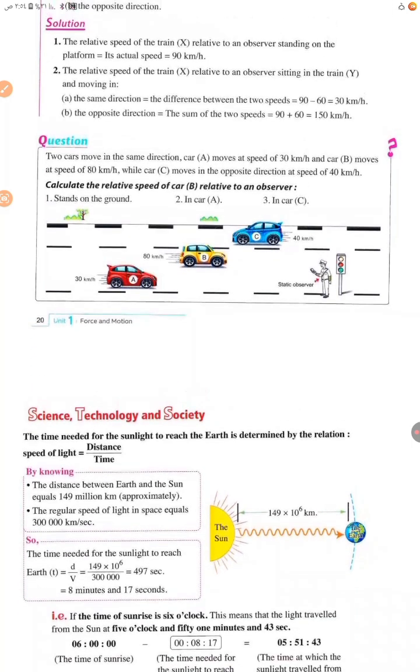Solution: الحل. The relative speed of the train X relative to an observer standing on the platform equals its actual speed, يبقى 90 km per hour. The relative speed of the train X relative to an observer sitting in the train Y: in the first case, the same direction, equals the difference between the two speeds, 90 minus 60 equals 30 km per hour. The opposite direction equals the sum of the two speeds, 90 plus 60 equals 150 km per hour.